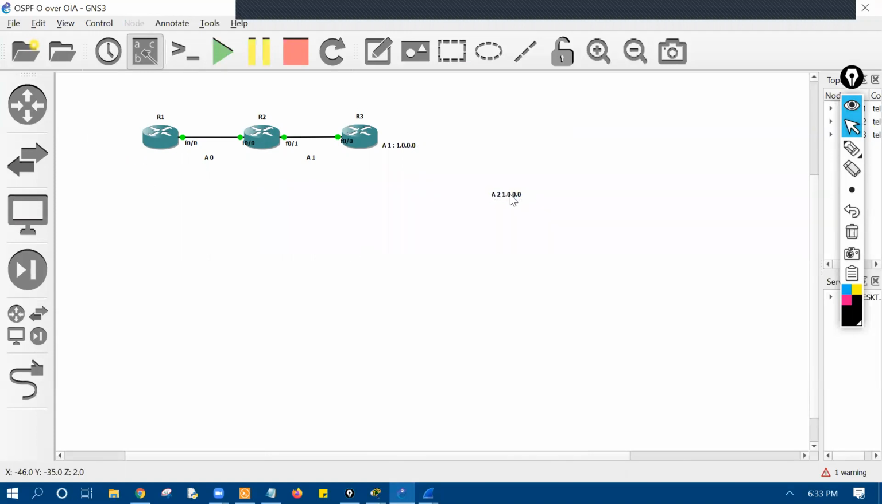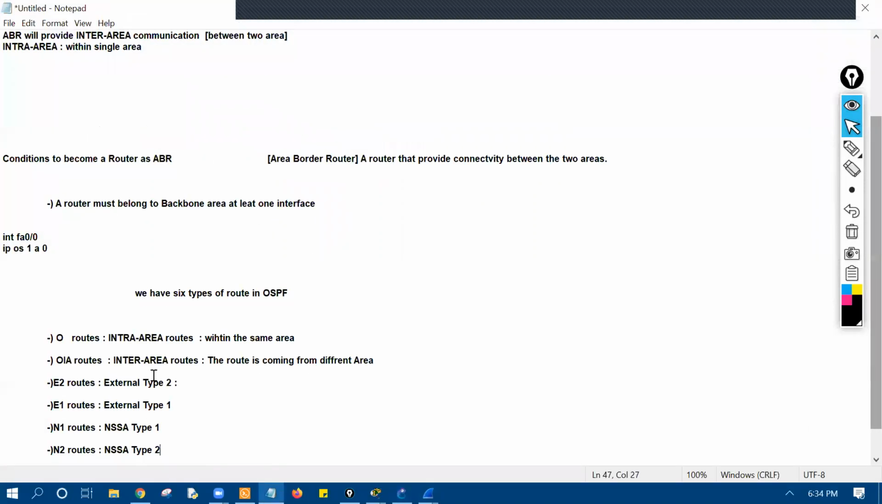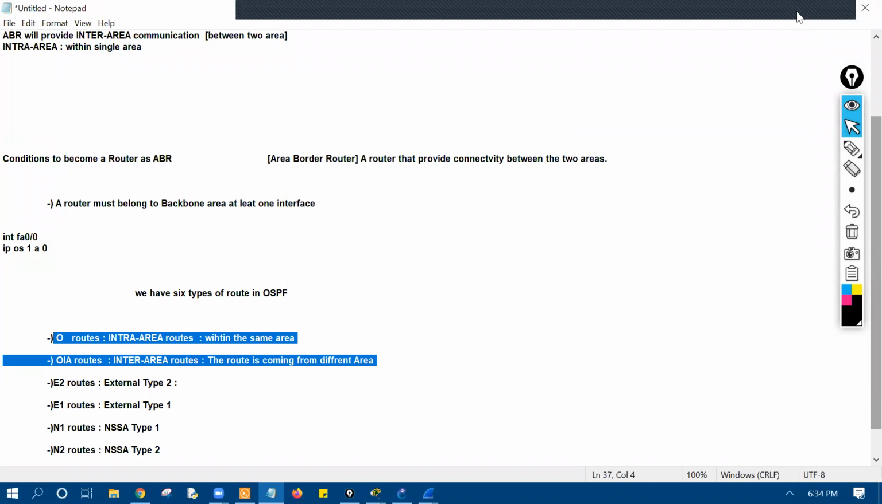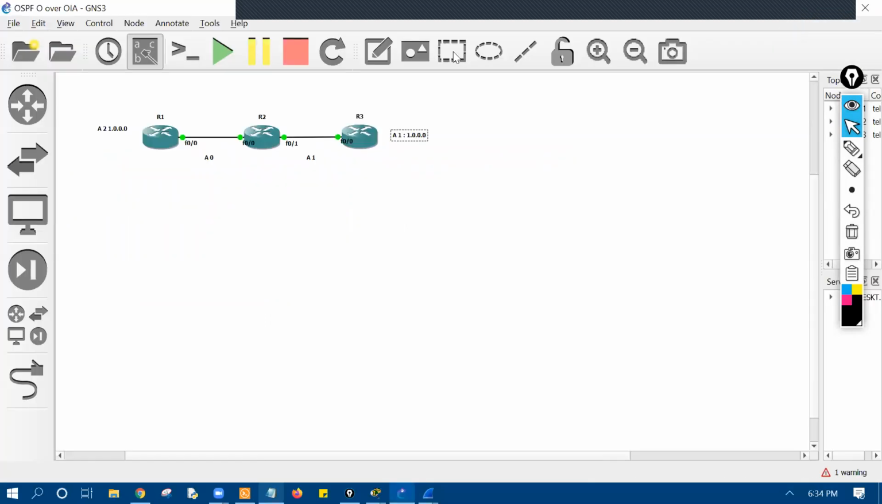Now look, there is a condition, I will tell you the difference. What is the meaning of O route? So you know what is the meaning of O route? That route is coming from within the area, and OI is what? That route is coming from a different area. What's the difference between this guy and this guy? So what I can do over there, I have two scenarios. So there's one. Okay.